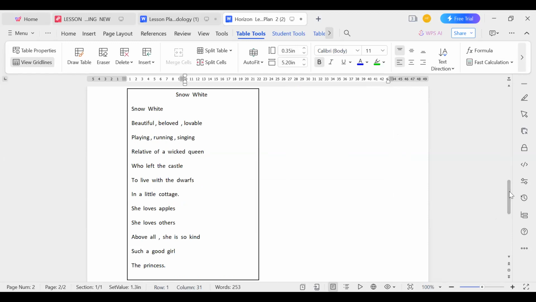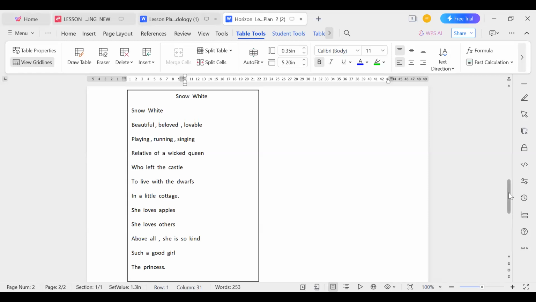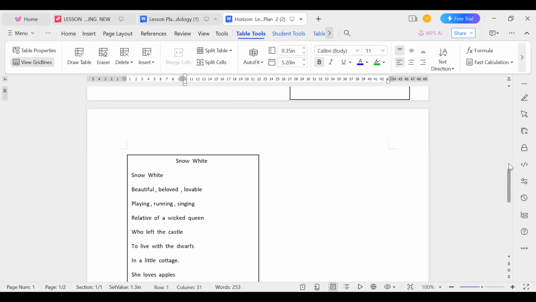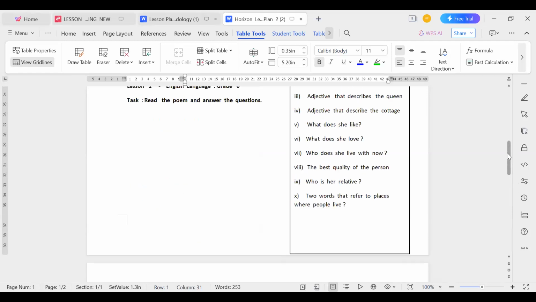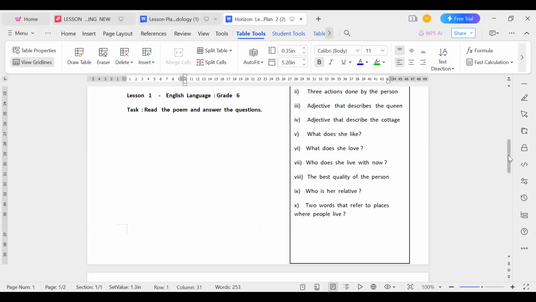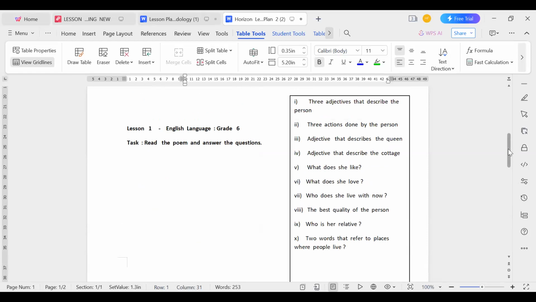Snow White. So Snow White, beautiful, beloved, lovable, playing, running, singing, relative of a wicked queen who left the castle to live with the dwarfs in a little cottage. She loves apples, she loves others. Above all, she's so kind, such a good girl, the princess. So there are 10 lines to the simple poem. I get them to read it as recalling prior knowledge, and find answers to these 10 questions.